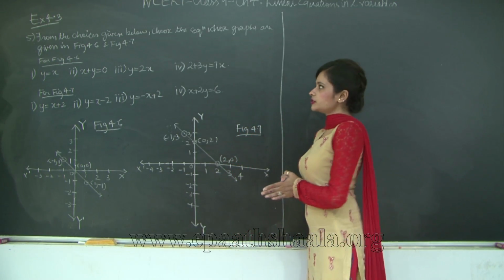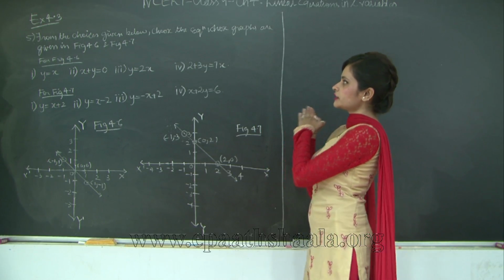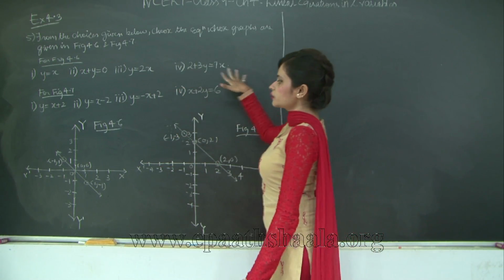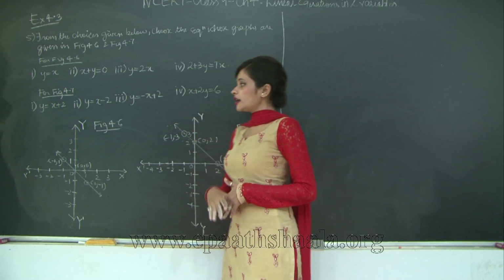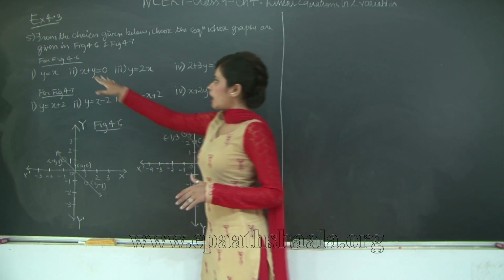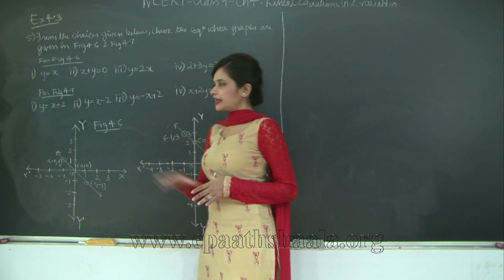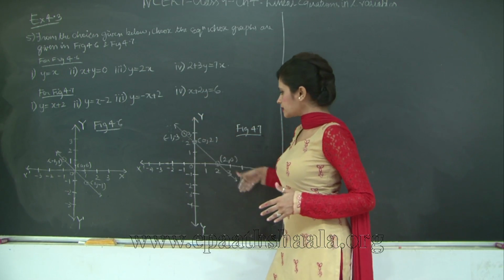So the fifth question: from the choices given below, choose the equation whose graphs are given in figure 4.6 and 4.7. And here are our equations of lines, and we have drawn the equation of a line. Now we need to find out of these four which one represents this line. Similarly, out of these four, which equation represents this line.